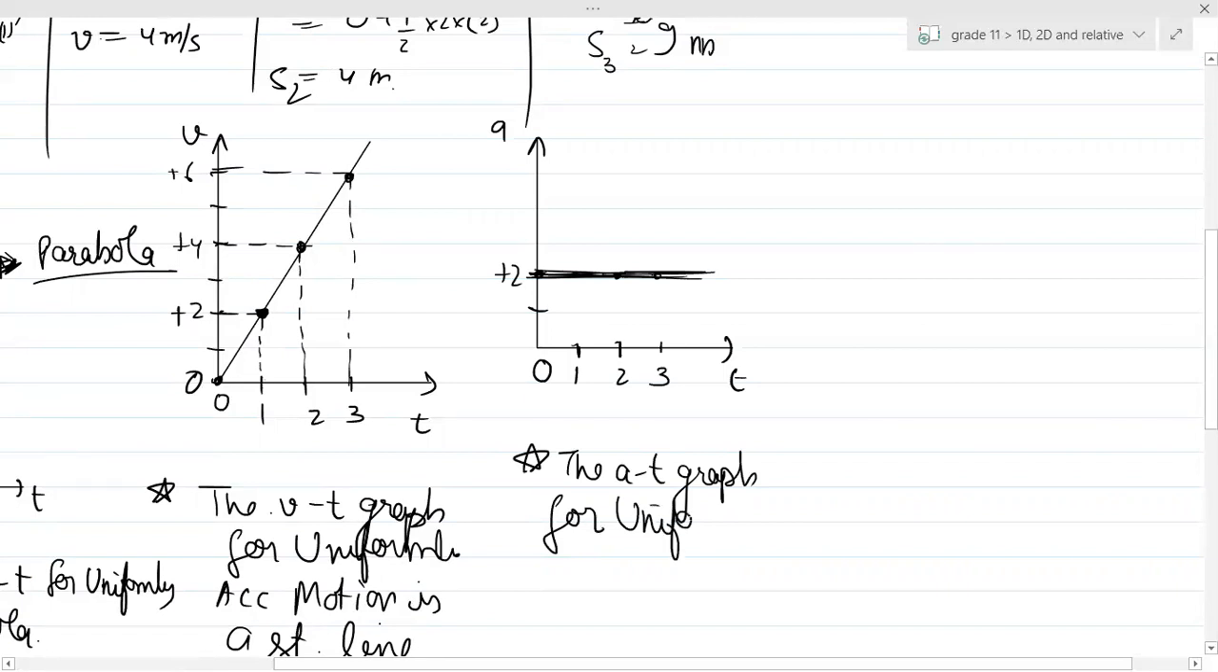Sir, I have a small doubt. This is still the chapter motion in a straight line, right? Yes, this is still motion in a straight line. Okay.